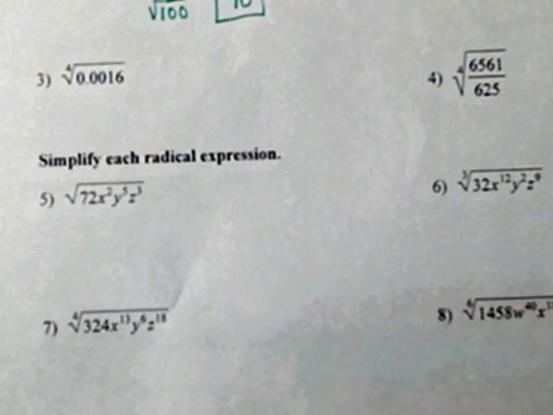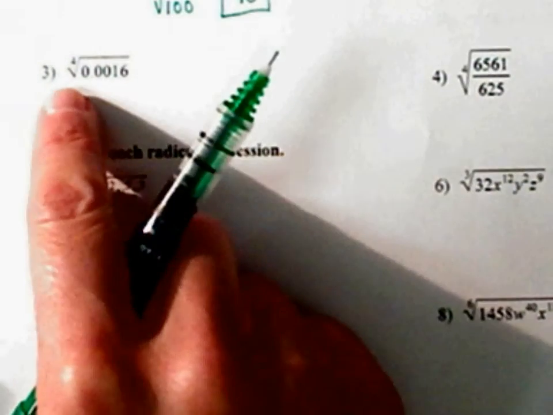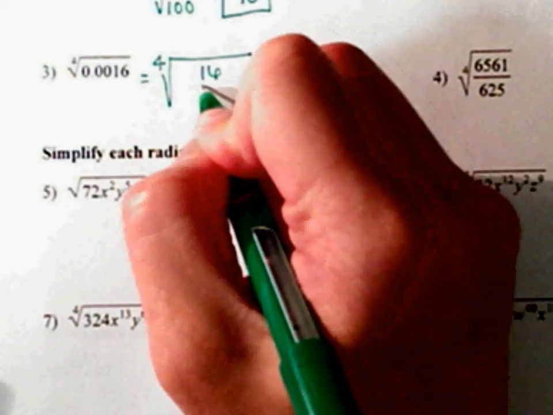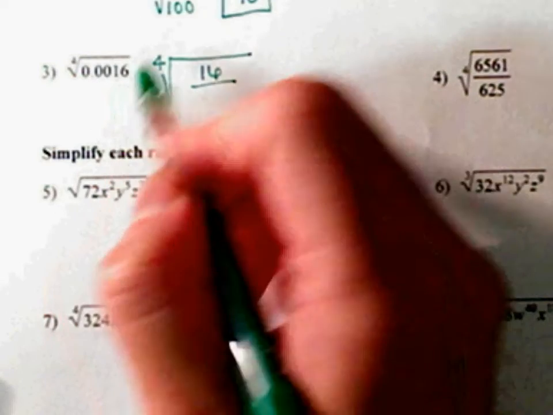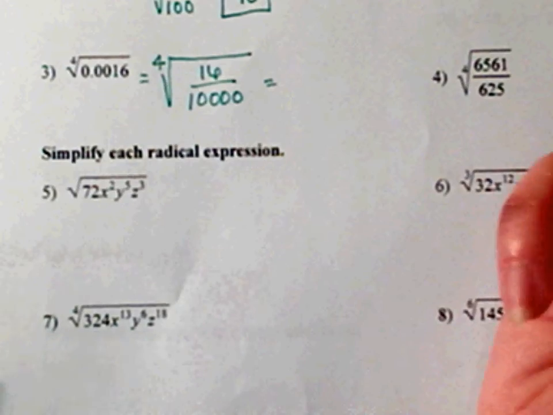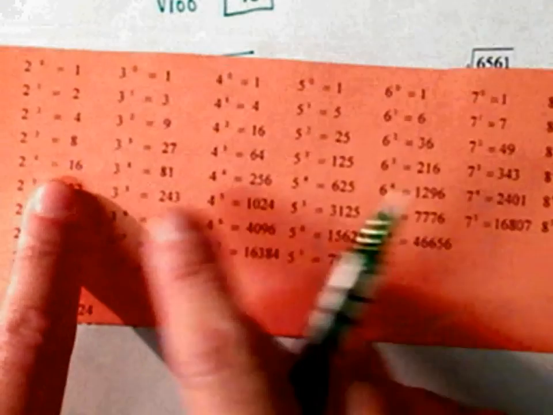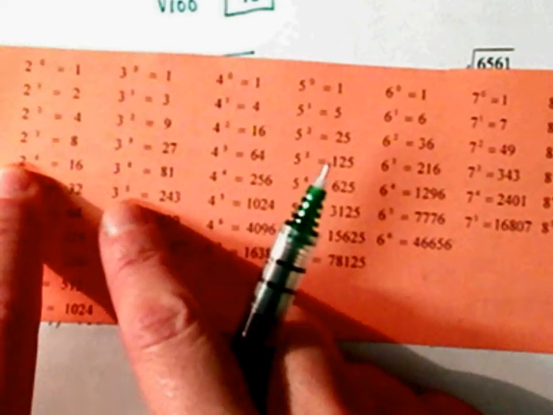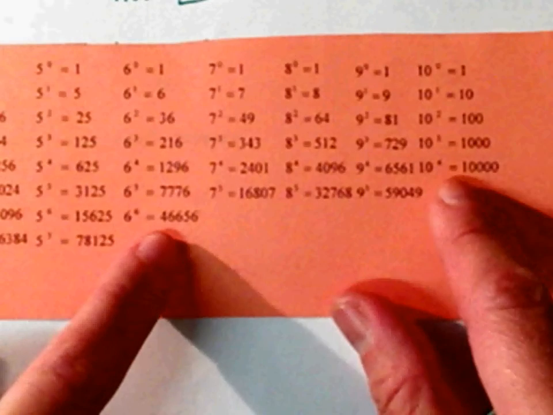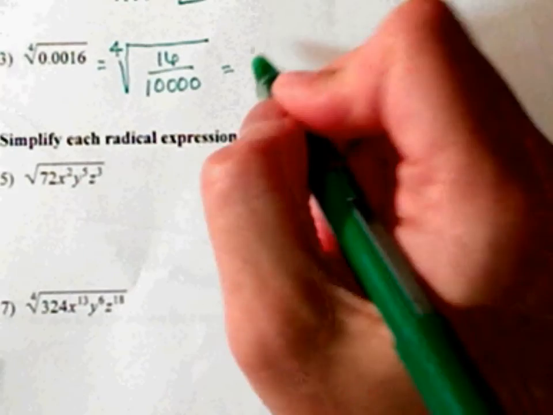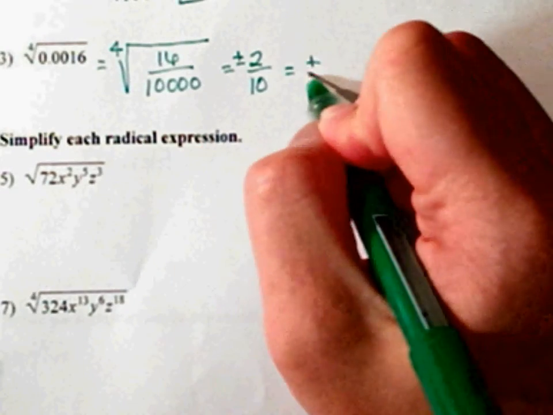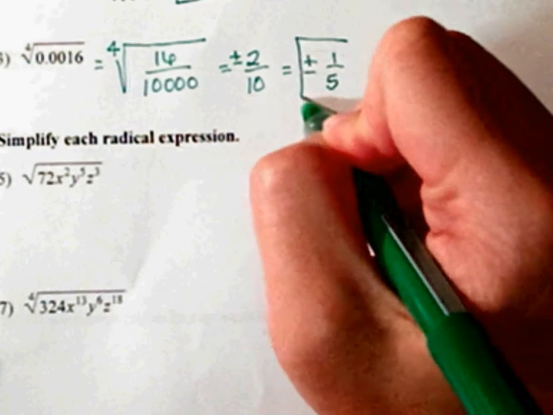Number 3. Now we're looking for 4 of a kind. I will rewrite this as 16 over 1, 2, 3, 4 decimal places. That gives me 4 zeros. Okay, so we are looking for the 4th root. The 4th root of 16 is 2, and the 4th root of 10,000 is 10. So this is the same thing as 2 over 10, even, so it's plus or minus. So it comes out to be plus or minus 1/5. Okay.